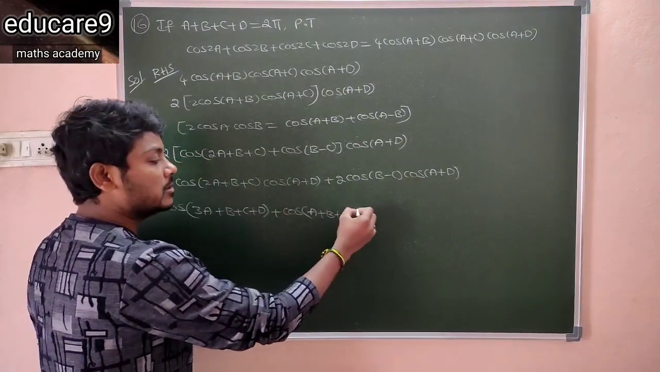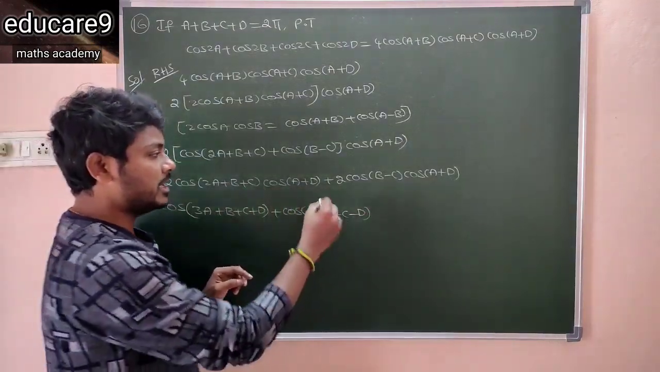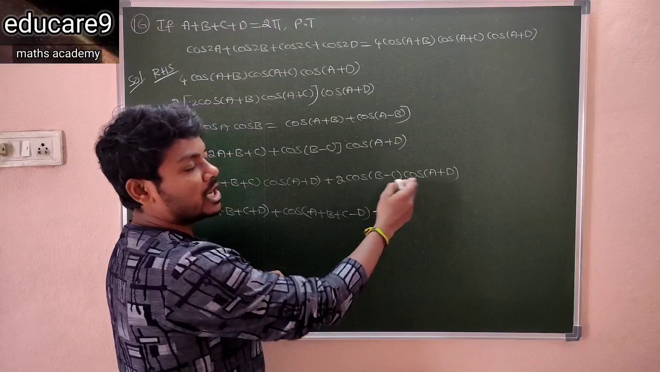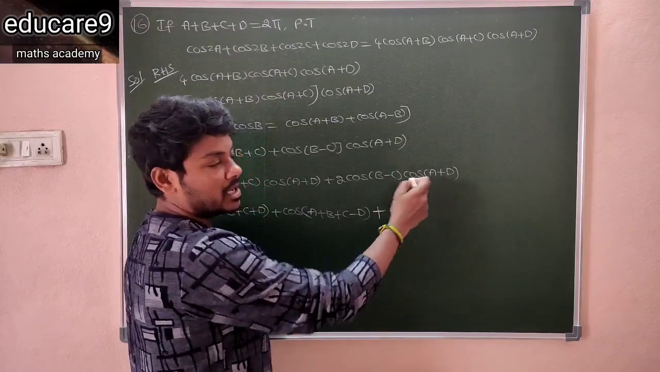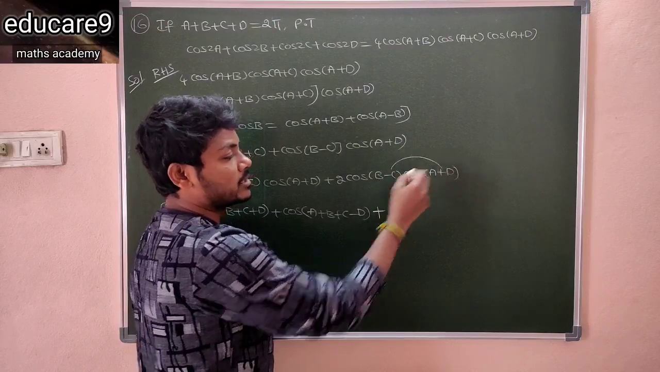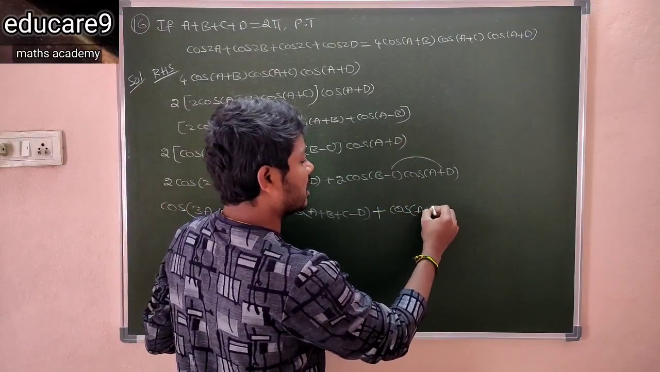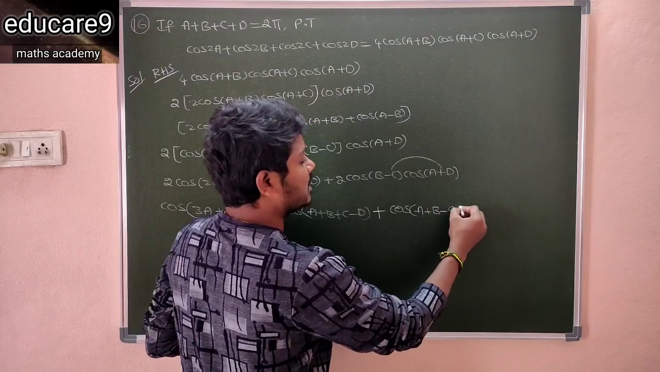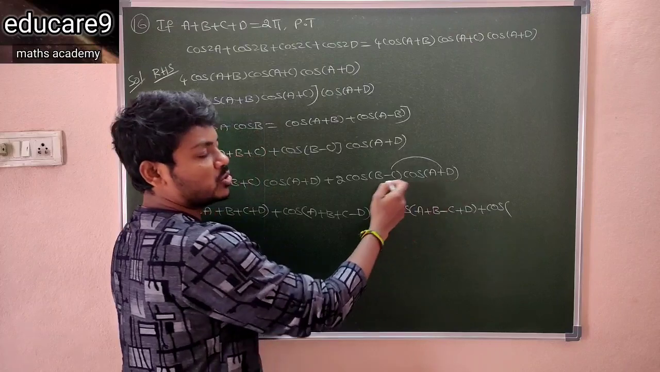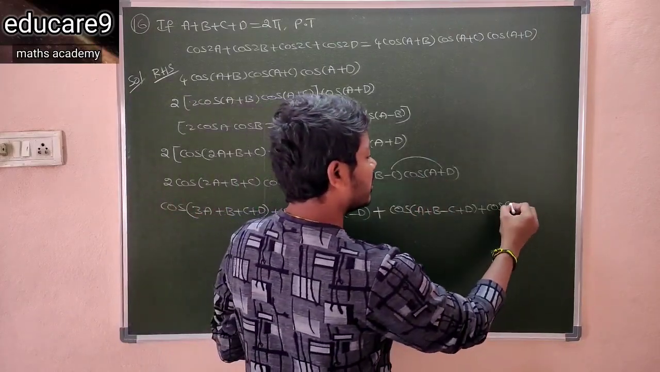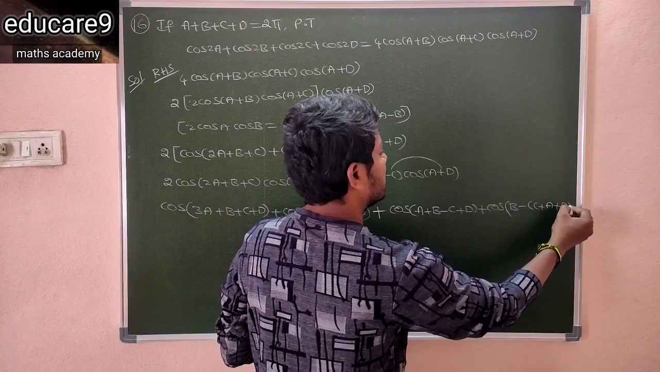Here, A minus D, because we have to subtract these two angles. Next here, again we have to apply the 2 cos A cos B formula. This is cos of A plus B. We have to add these two angles and write in order: A plus B minus C plus D, plus cos of, subtract these two angles. So what you get? B minus of C plus A plus B.